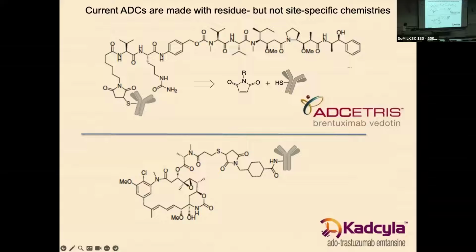Kadcyla, by contrast, is made by linking the drug linker part, the chemical part, to lysine side chains on the antibody through an active ester intermediate. And the problem with these two chemistries is they lead to heterogeneous products because there's a lot more cysteines and lysines on the surface of the antibody than you actually want to chemically react with your drug.